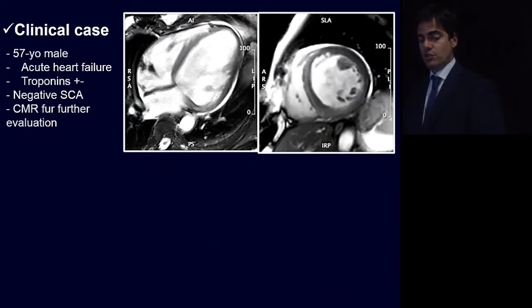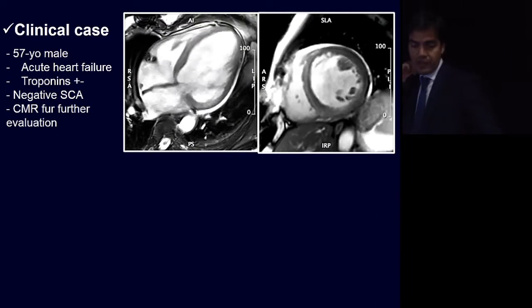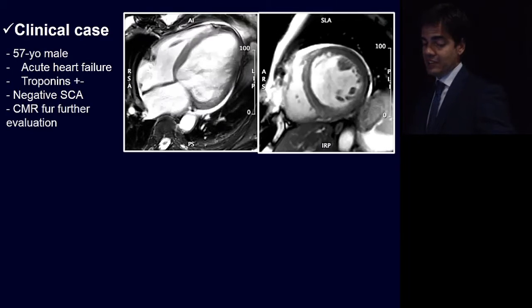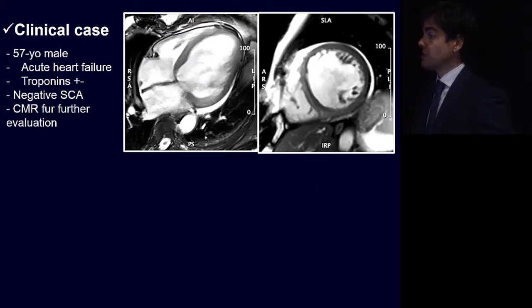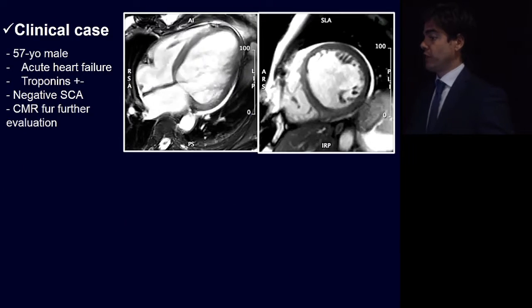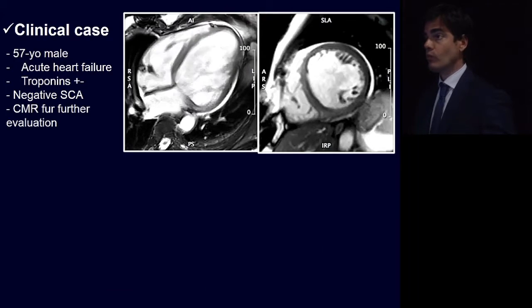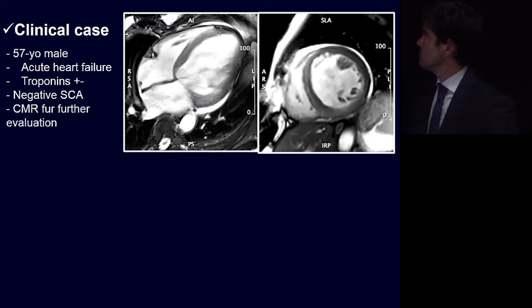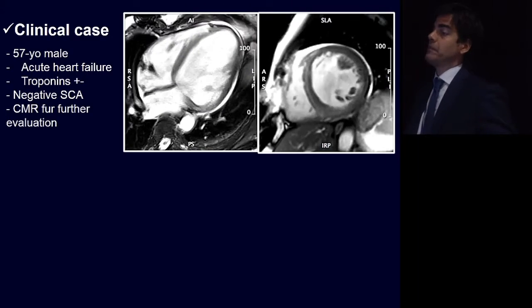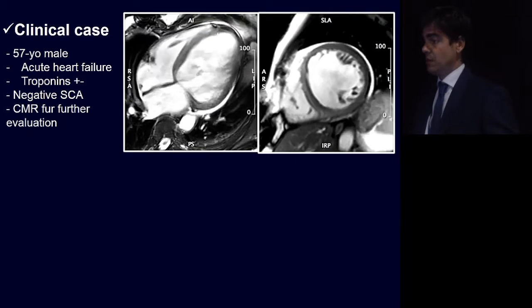Another case, another clinical scenario, different onset, 57-year-old male. This man had acute heart failure. Troponins were almost normal. He had a negative selective coronary angiography and again underwent MRI. So if I ask you to look at these images, they look completely different from the first case I showed you at the beginning of my lecture.